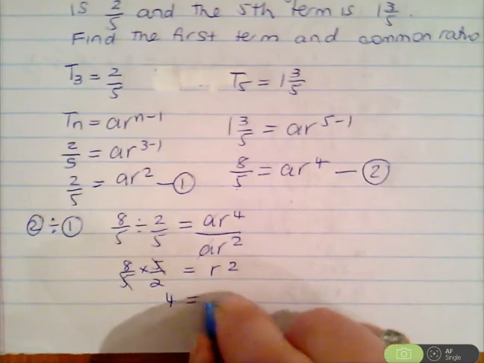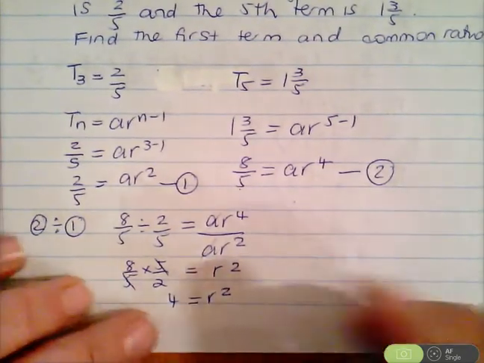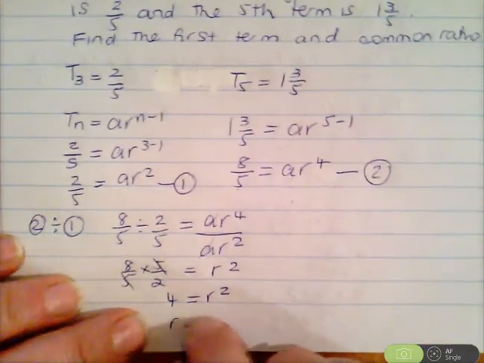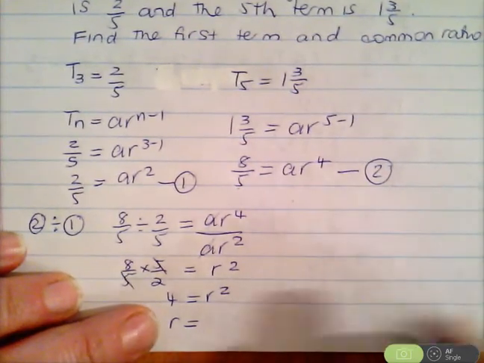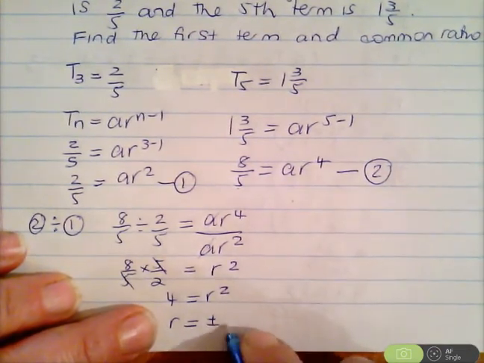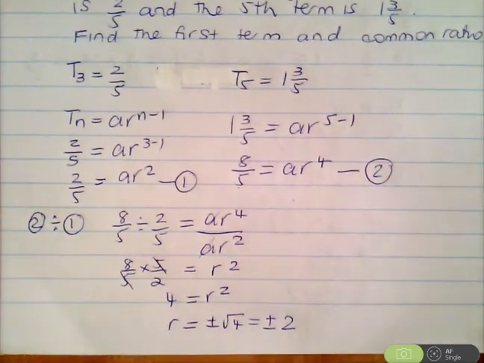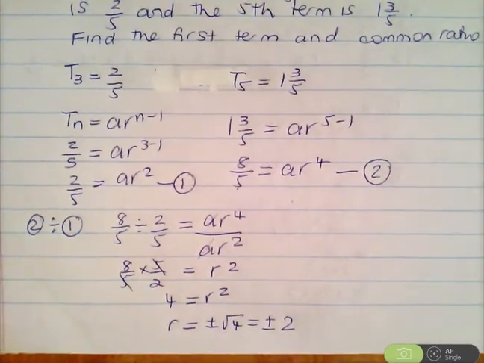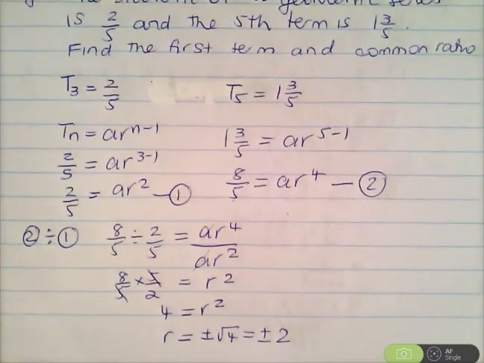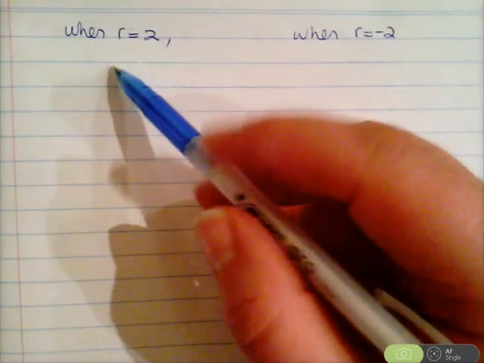So we get that 4 equals r squared, but be very careful here, because r can be plus or minus the square root of 4, which is plus or minus 2. So we've actually got two possible values for r, positive 2 and negative 2.